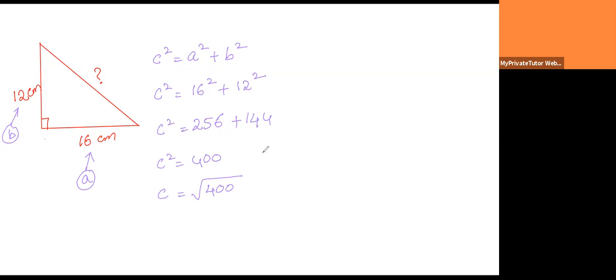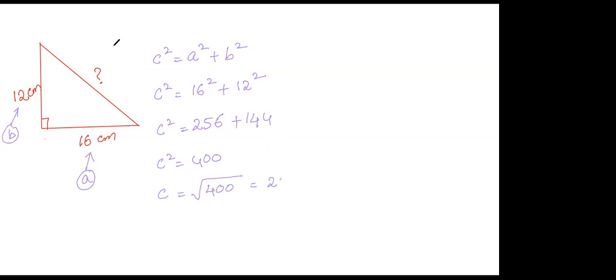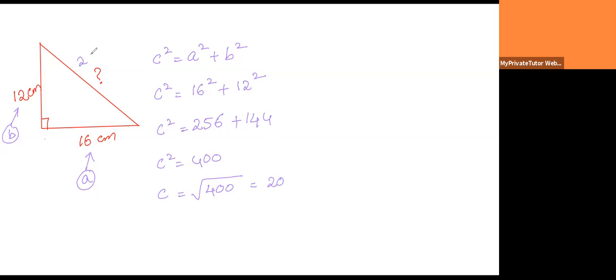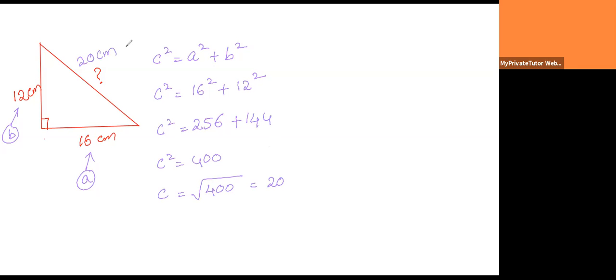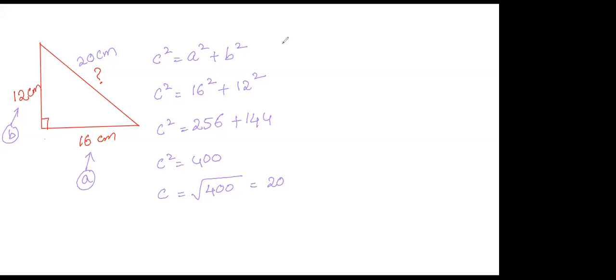So what is the square root of 400? Which is 20. Excellent. So the C value is 20 centimeters. The longest side is 20 centimeters. Iris, are you able to follow me? Ramu? Iris, do you want me to explain again? Yes. Okay. I understand. Okay, great.